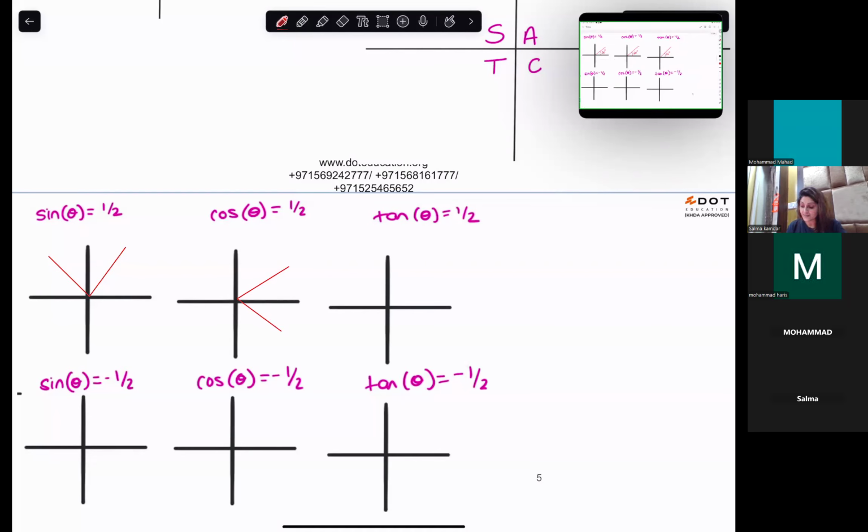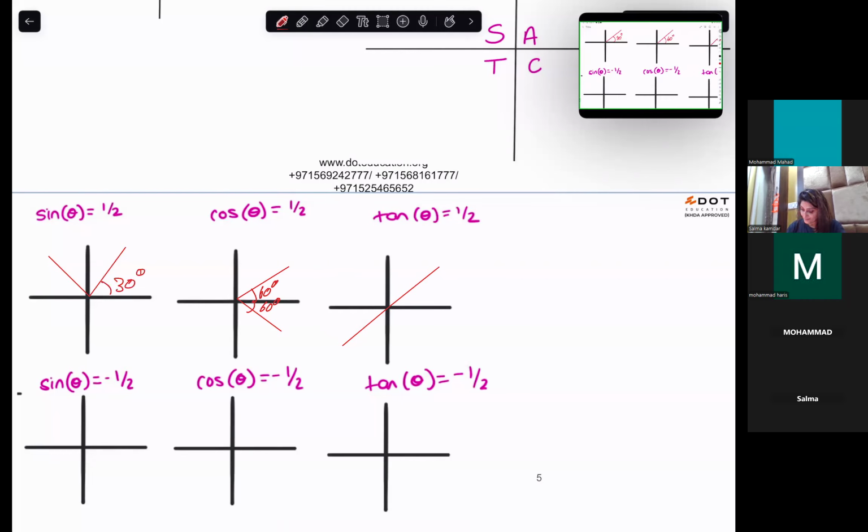Put the degree signs. So sine is around the x-axis. Sorry, my bad. Sine is around the y-axis. It reflects on the y. Cos reflects on the x. And tan makes a diagonal.